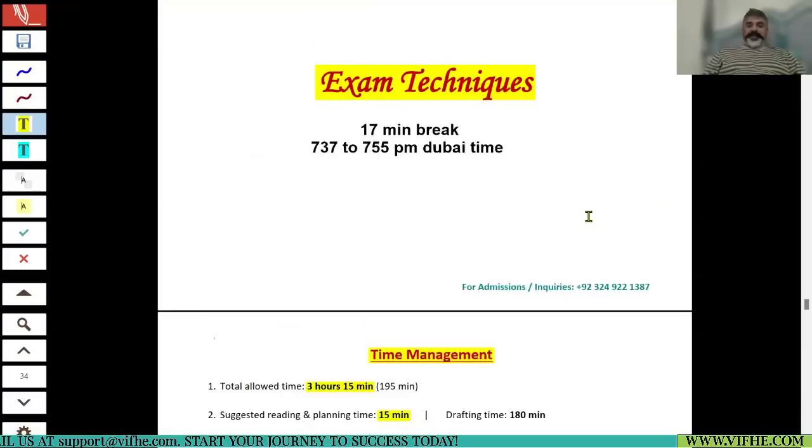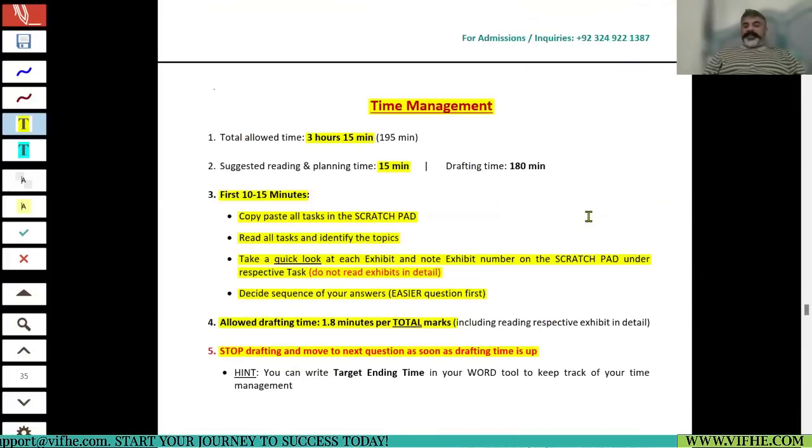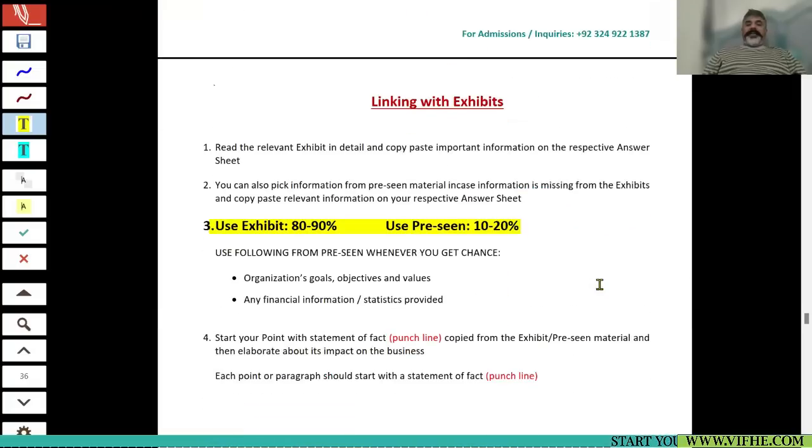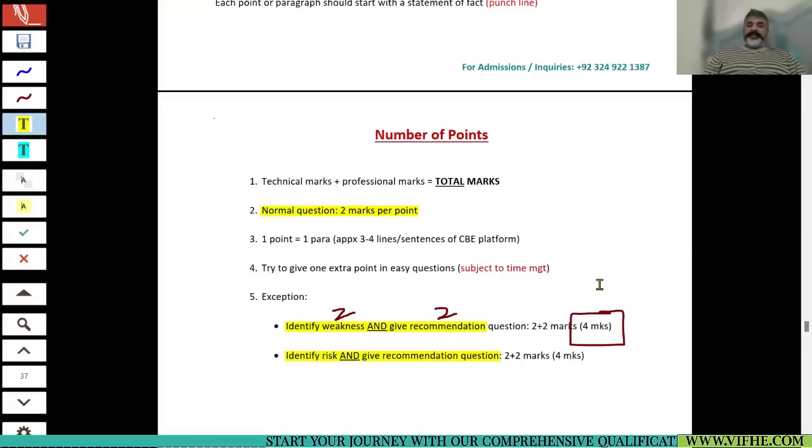That first technique was time management. The first 10 minutes, you will do your planning and then you will start your drafting. 1.8 minutes per mark. And as soon as the allowed time is up, you will move to the next question. Linking with the exhibit, we will always try to use a punchline or a statement of fact picked up from the exhibit and then elaborate on it.